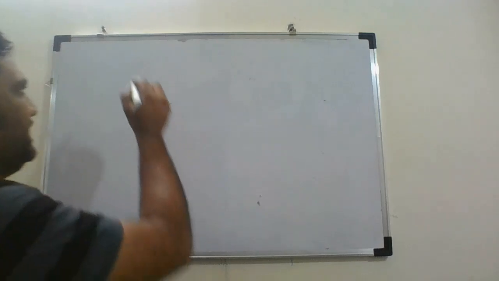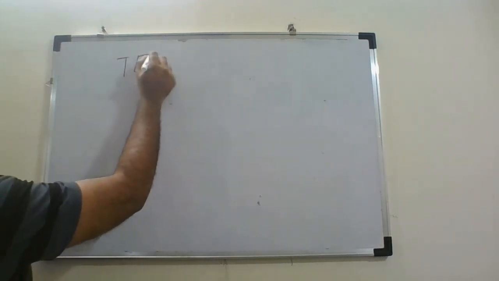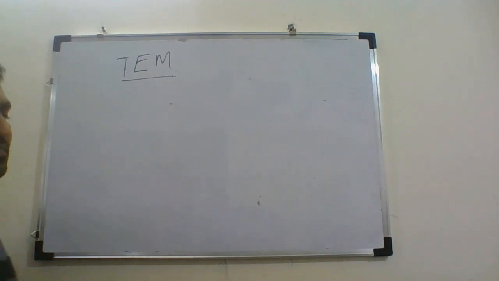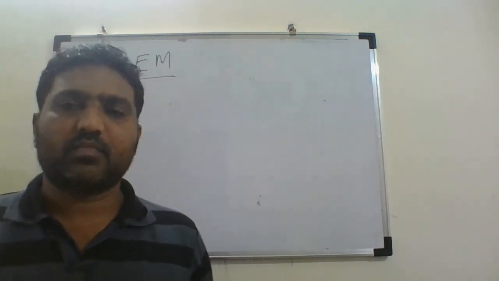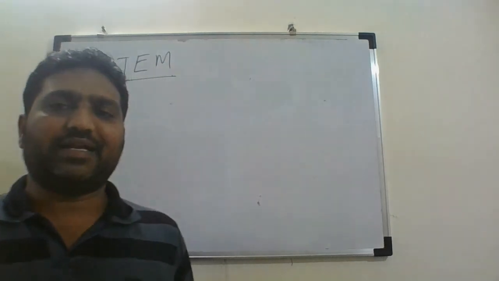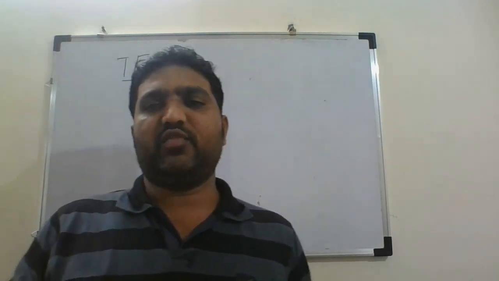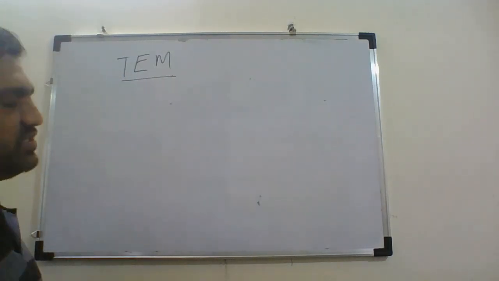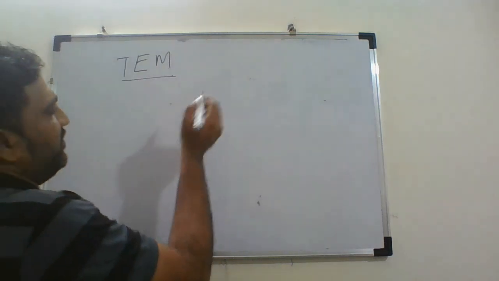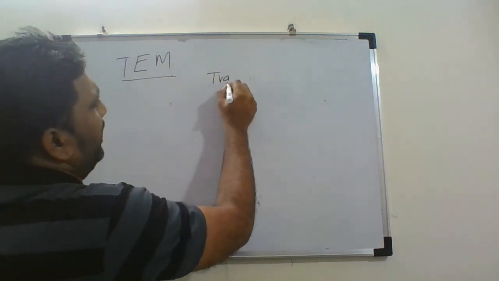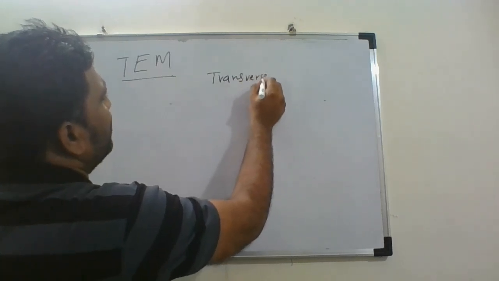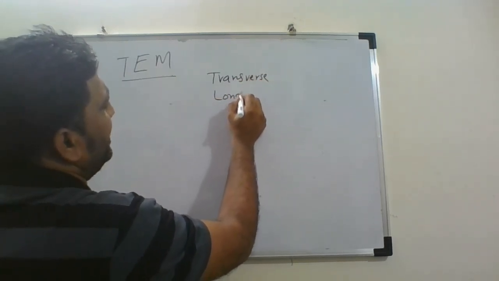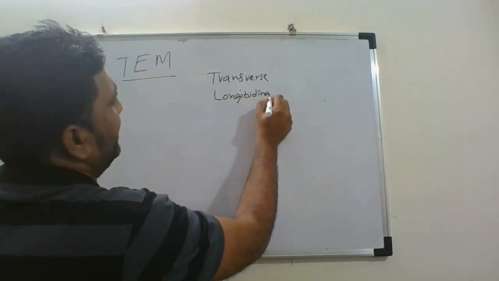In this topic, we will be studying about transverse electromagnetic wave, also called TEM wave. This transverse electromagnetic wave is a wave in which both the electric field and magnetic field are transverse in nature. That means both of them will have only transverse components, and the longitudinal components of both magnetic field and electric field will be zero.